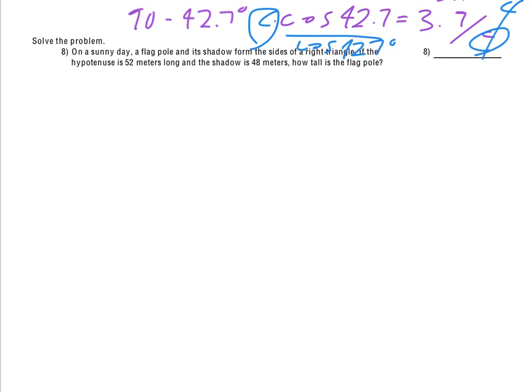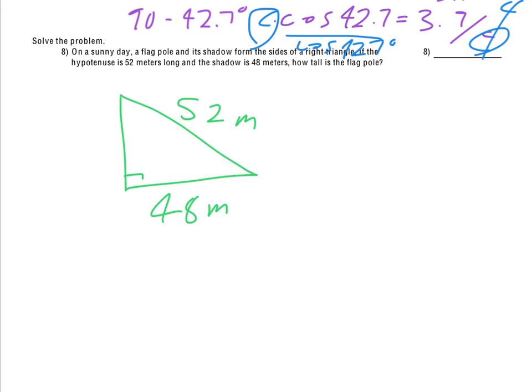So here, again, a drawing would help. Not that I'm going to really draw a flagpole or anything, but they say that the hypotenuse is 52 meters long. Now, don't ask me how they know that. They just apparently do. And the shadow is 48 meters long. The question, how tall is the flagpole?